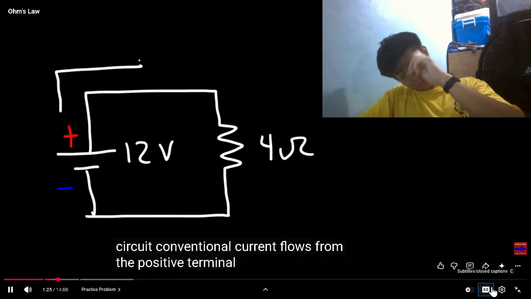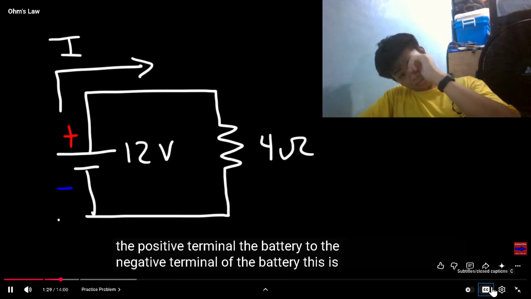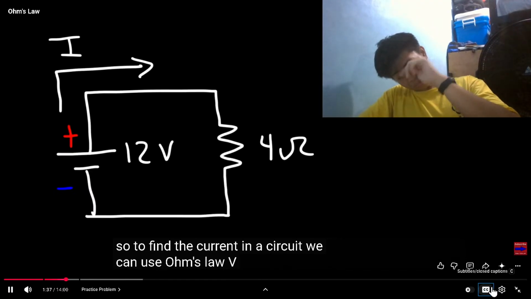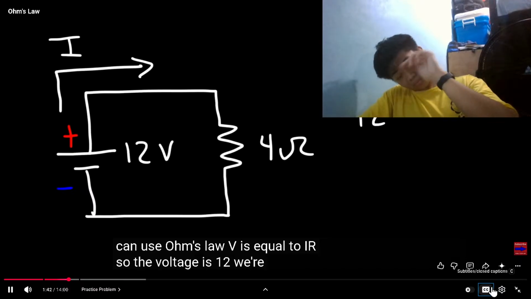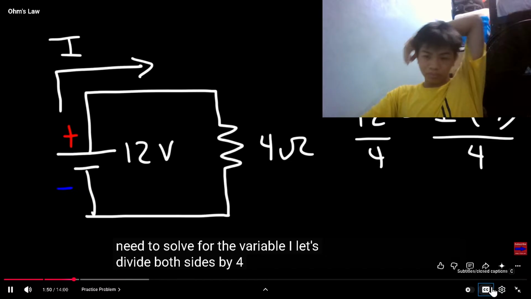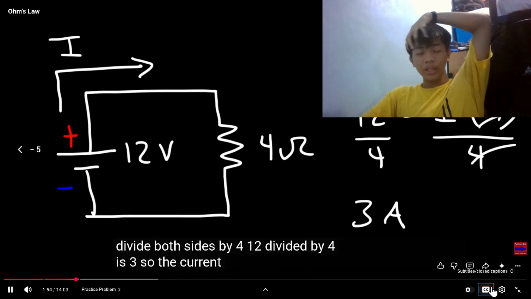Conventional current flows from the positive terminal of the battery to the negative terminal of the battery. This is the opposite direction to electron flow. So to find the current in this circuit, we can use Ohm's law. V is equal to IR. So the voltage is 12. We're looking for the current. The resistance is 4. So we need to solve for the variable I. Let's divide both sides by 4. 12 divided by 4 is 3. The current is going to be 3 amps.